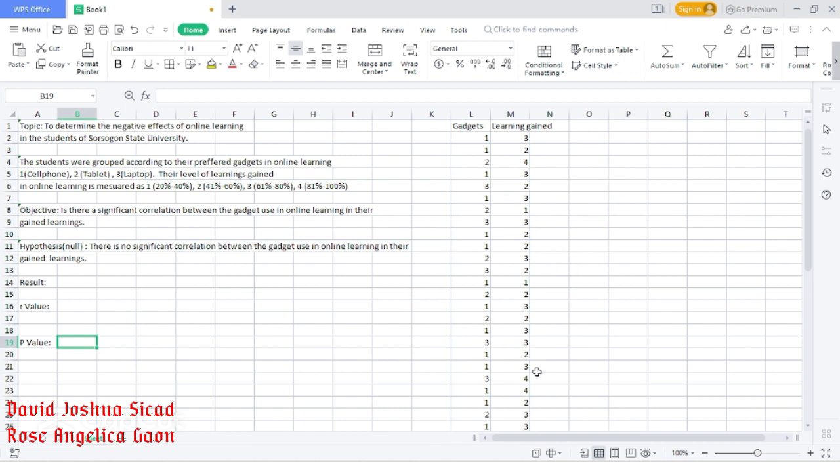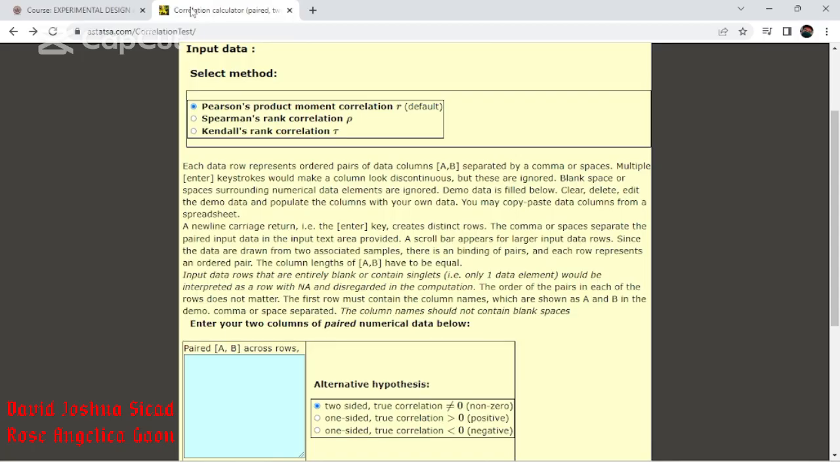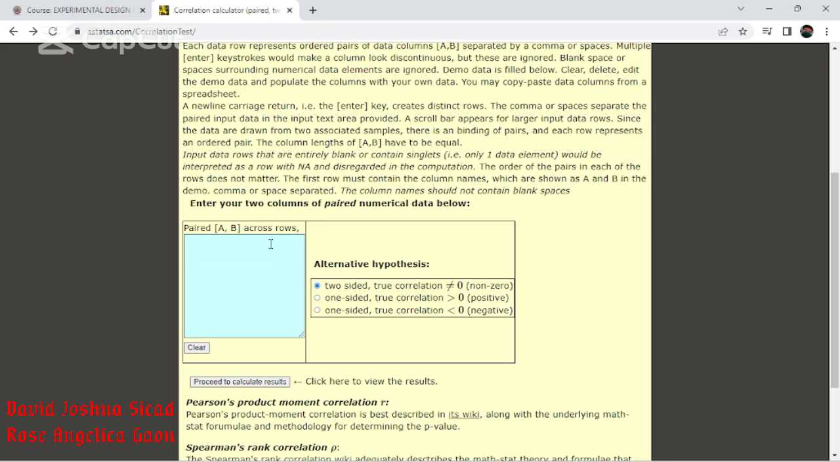So the statistical tool that we choose, that for us we think is the best tool for this topic, is the Kendall Tau. So we will use Kendall Tau as the statistical tool for these data sets.